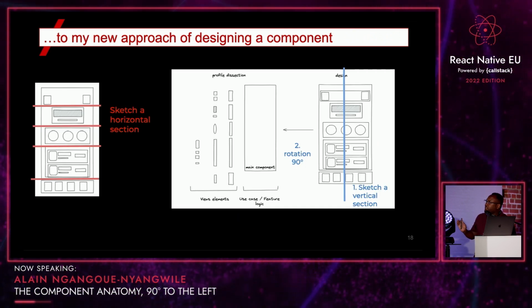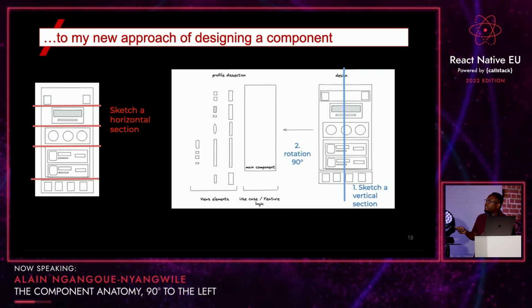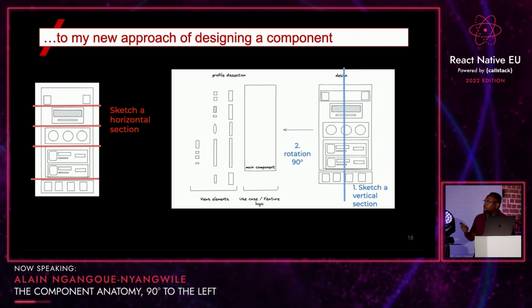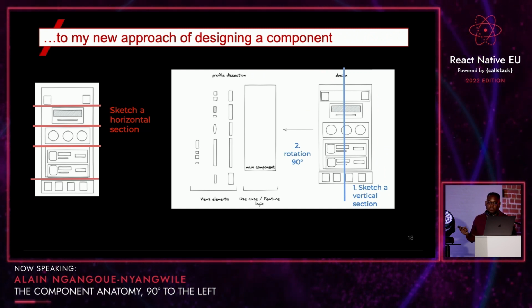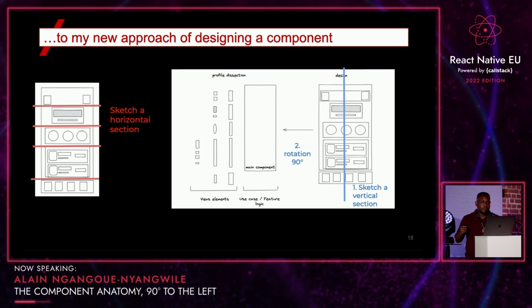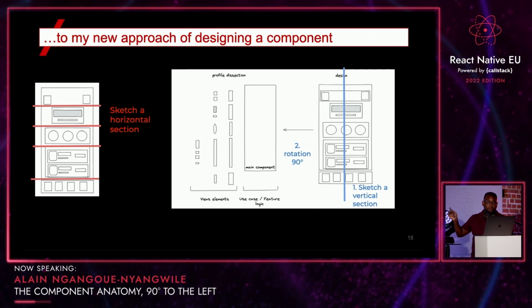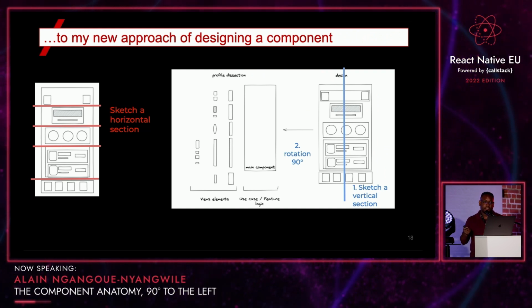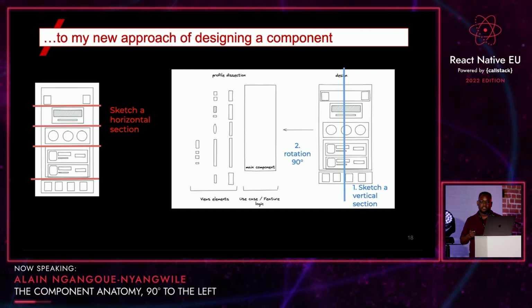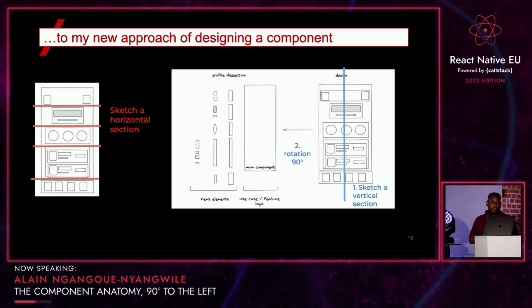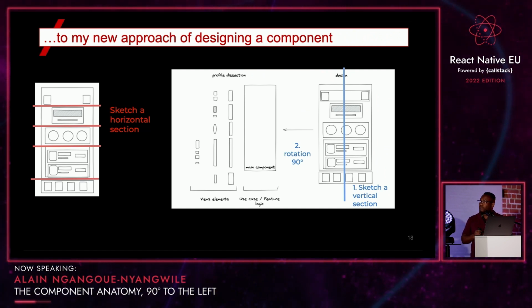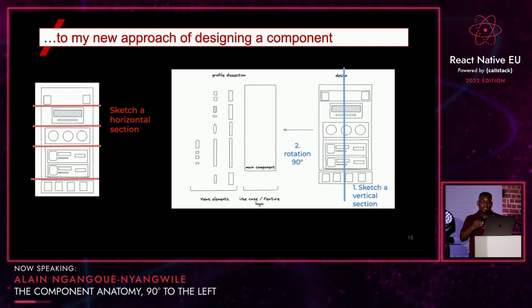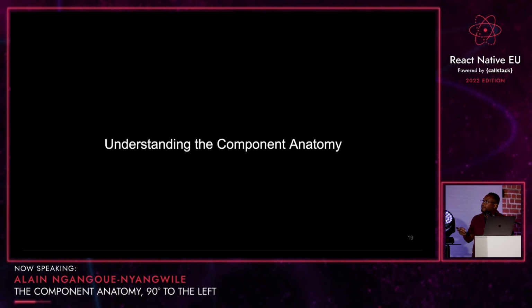So I just had to sketch a vertical section of my components, turn it about 90 degrees, and it was done. So the 90 degrees to the left comes from this operation I made to change my perspective when extracting information from a mockup in order to develop the given component. So now you understand the origins of the component anatomy. Let's see together how it works.